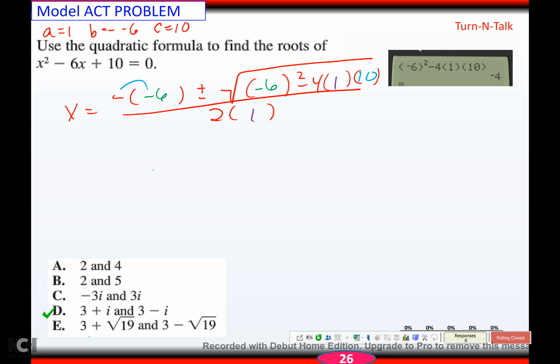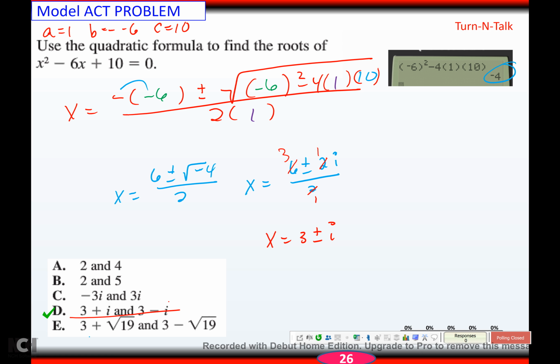So I have positive 6 plus or minus. I typed that in. I got negative 4 all over 2. Okay, that's going to be x equals 6 plus or minus 2i all over 2. I can reduce everything by 2. 2 goes into 6, 3 goes into 2 once, goes into 2 once. So x equals 3 plus or minus 5.